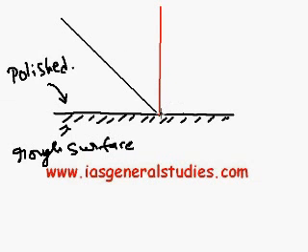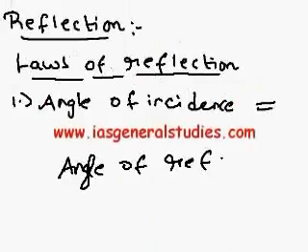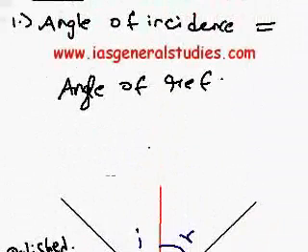Then the reflected ray will be like this, in such a way that the angle of incidence is equal to the angle of reflection R. So this is what the first law states, that is, the angle of incidence is equal to the angle of reflection. Coming to the second point, the incident ray.